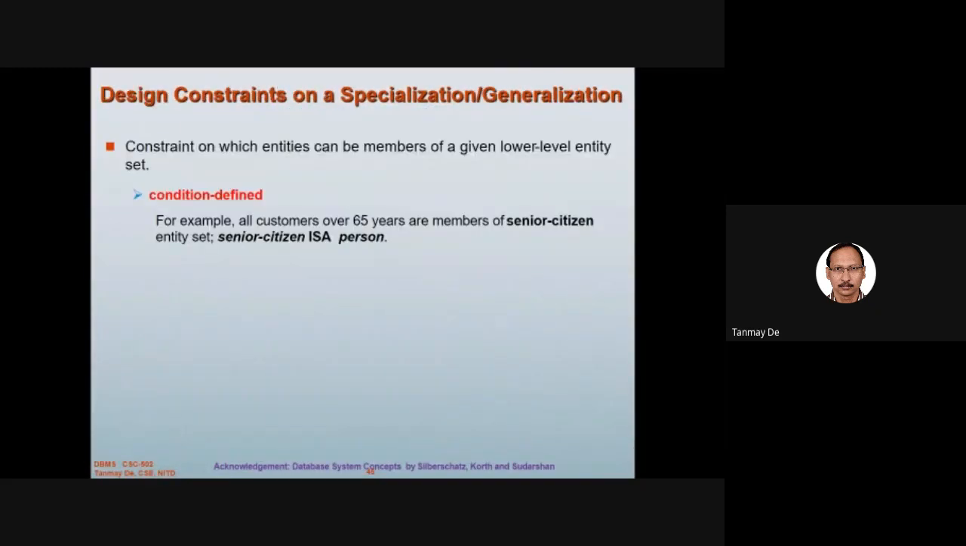Now, design constraints on this generalization and specialization. The first constraint is on which entities can be members of the lower level entity set. That may be a condition defined. Suppose the condition is that all customers over 65 years are members of the senior citizen set. Senior citizen is one of the lower level entity sets. So what is the condition for that? The age is over 65 years. That is the condition defined.